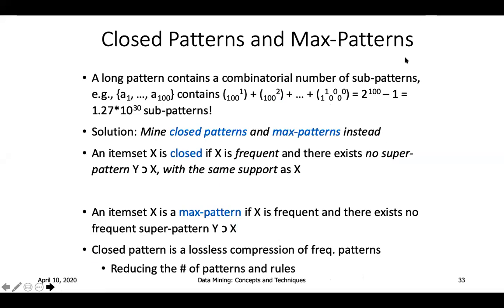Now, the closed patterns and max patterns. A long pattern contains a combinatorial number of sub patterns. For example, A1 to A100 contains 2 raised to 100 minus 1 sub patterns. This is the equation which is given, which again amounts to 1.27 into 10 raised to 30 sub patterns.